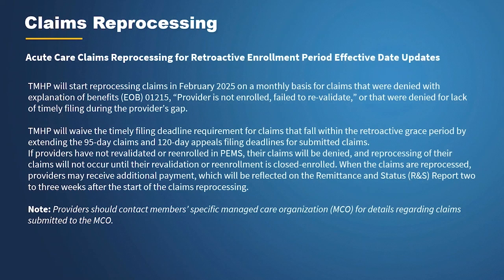95-day claims and 120-day appeals filing deadlines will be extended for submitted claims. To ensure successful reprocessing, make sure your revalidation or re-enrollment is completed in PEMS. Claims will not be processed until your enrollment status is up to date and showing as active. When claims are reprocessed, additional payments may apply and will be reflected in your remittance and status, or RNS, report approximately 2 to 3 weeks after reprocessing begins. Please remember, for claims submitted to an MCO, reach out to the member-specific managed care organization for further details.